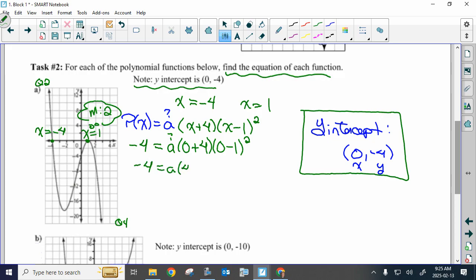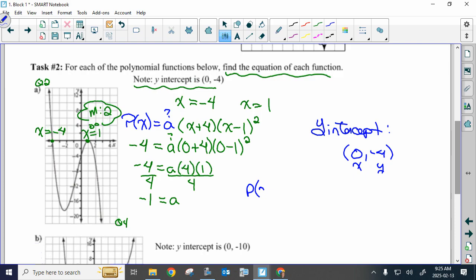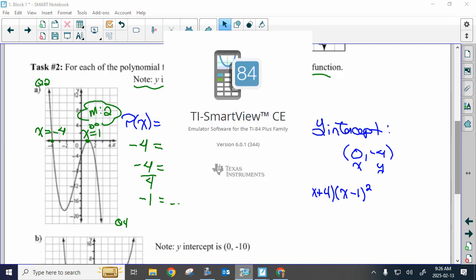0 plus 4 is just 4. 0 minus 1 is -1. -1 squared is 1. I can see that my A value was -1. And now I have to put all the details together. I don't know why I boxed this. I think I just wanted to bring attention to it, because that's not the final answer. So my final answer is P of x is equal to -1, x plus 4, x minus 1 squared.